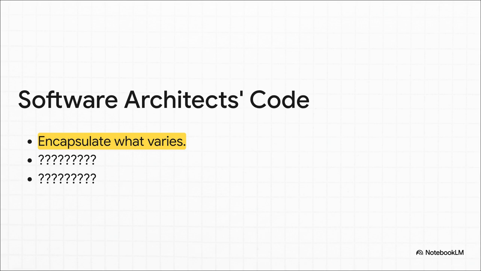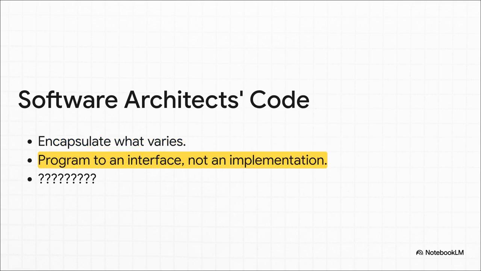That's the stuff we need to isolate. Second rule, program to an interface, not an implementation. Now this might sound a little academic, but all it really means is that our main duck class shouldn't care how a duck flies. It shouldn't be hard-coded to a fly with wings class. It just needs to know that it has some kind of generic fly behavior it can talk to. This completely decouples the duck from the specific way it flies, and that's huge.